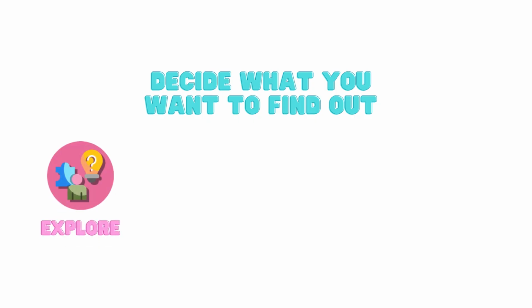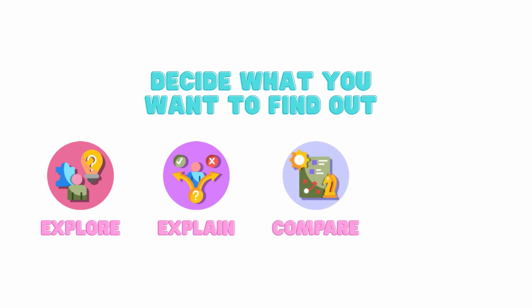Explore. This means you're trying to investigate something that's not fully understood, with the goal of describing it in more detail. Explain. Here, you're looking to understand the cause and effect behind something, asking why or how it happens. Compare. In this case, you're examining the similarities and differences between various groups, situations, or variables. Evaluate. This involves measuring or assessing the impact or extent of something.